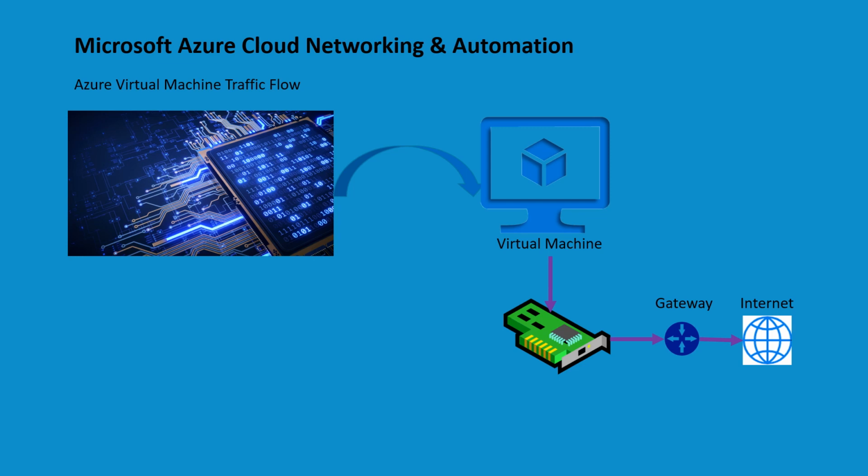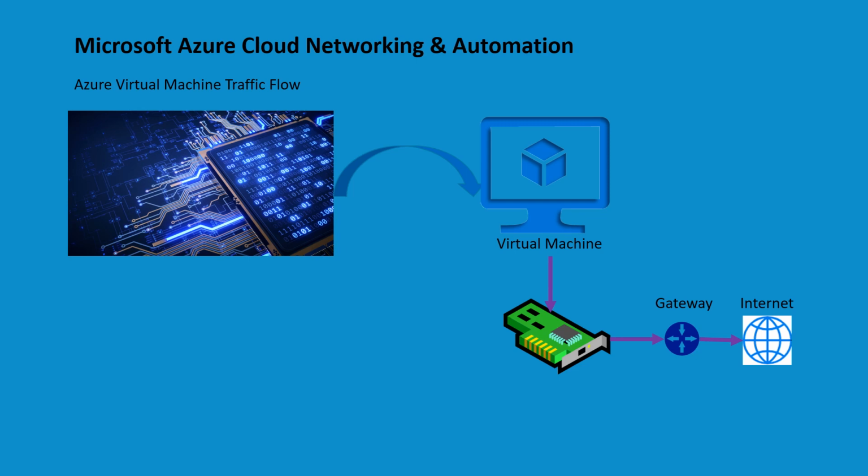Hey everybody, welcome back. In this section, we are going to talk about Azure Virtual Machine traffic flow. In my previous section, we talked about a NIC which can be attached to a virtual machine, and it cannot be just one NIC. You have the option to attach multiple NICs, and then you are going to give the IP addresses. These IP addresses are going to be private in nature.